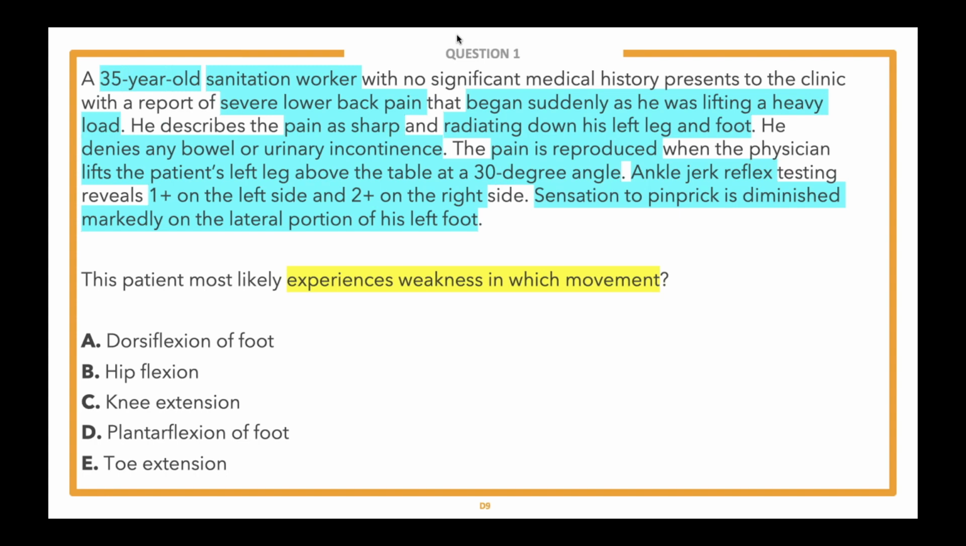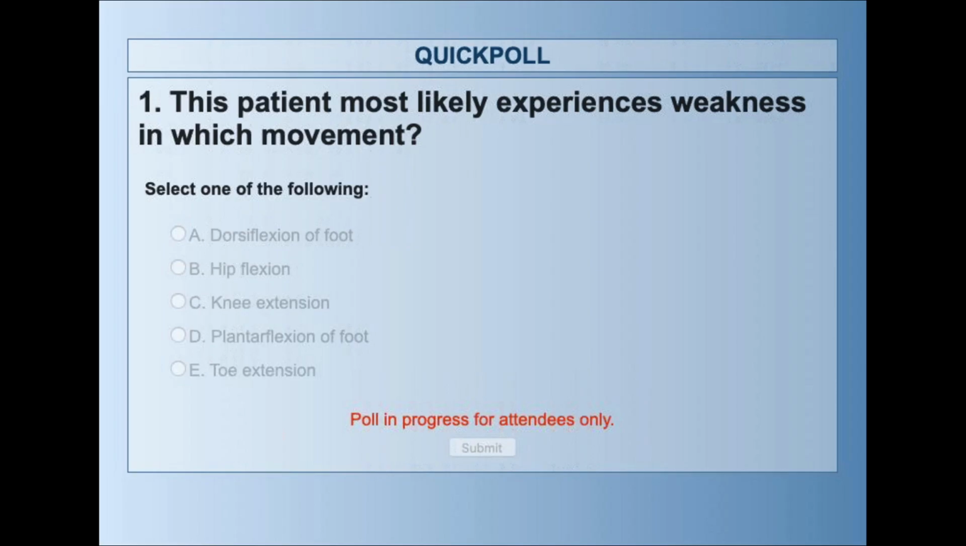So I'm going to go ahead and do that now. Answer choice E, toe extension. D, plantar flexion of foot. C, knee extension. B, hip flexion. And A, dorsiflexion of foot. So we're going to go ahead and open up that poll. Go ahead and select the movement that you think this patient also may have weakness with, and we will talk about it in just a few seconds.